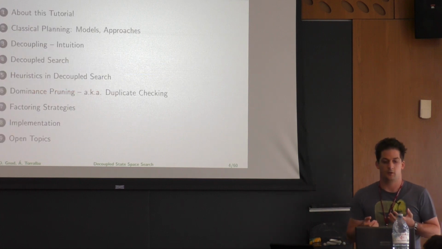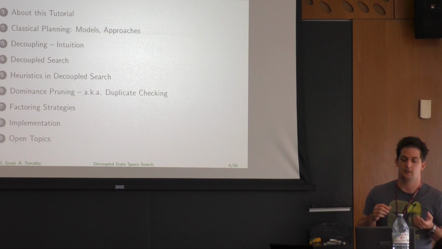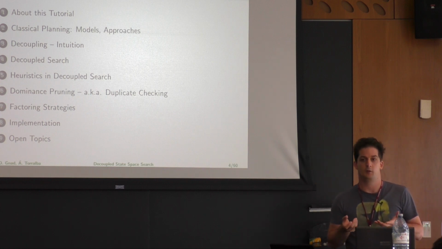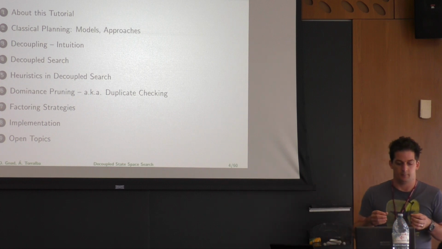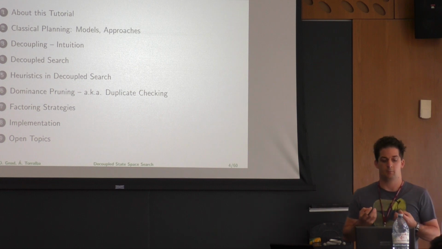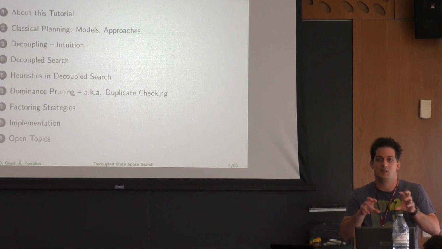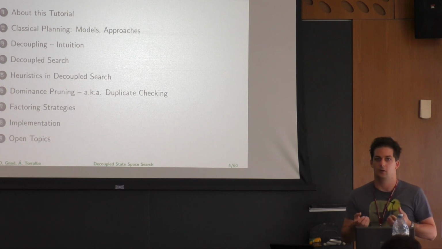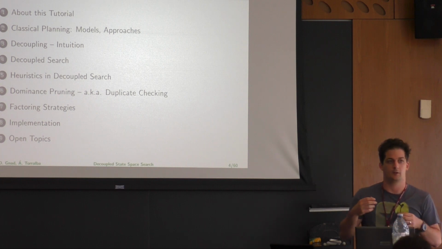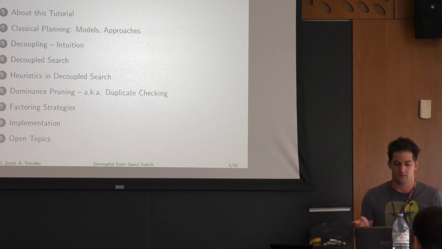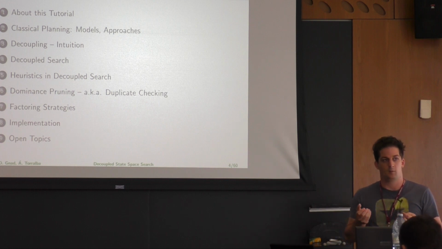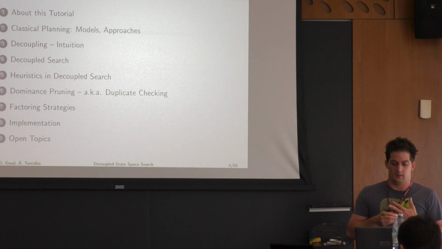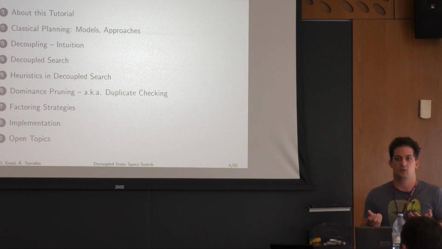The agenda of this tutorial will be quite similar to that of the last one. So we give a brief introduction to planning. I will explain to you the intuition of decoupled search, like what does this decoupling do. We will go into the details of the search, how does it perform, when does it perform good, when not, how to do all the details. Then, like in symbolic search, we can also apply heuristics, actually a bit easier than when you use BDDs. I will explain to you what duplicate checking is.